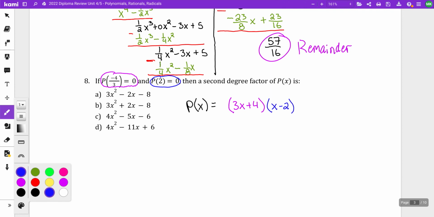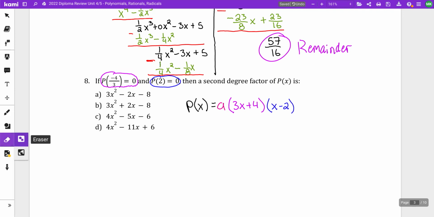Technically, there could be an a value out here. Technically. We're not going to put one, because they're just asking us for a second degree factor, so they're talking about just the factors. But if I was creating an equation, I would put an a in front. I'm just creating the factors. Those are the factors.